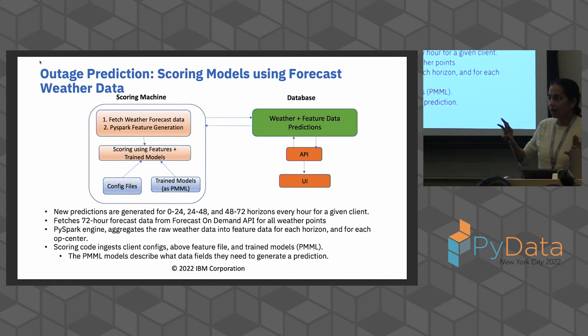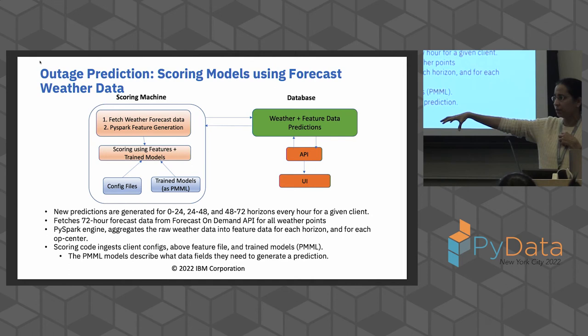There are some differences in the weather variables that you get historically versus the forecast data. This is where we have worked very closely with meteorologists to make sure the variables are aligned and the features that are calculated are identical. Once we do that, depending on the spatial granularity at which the client wants us to predict, we choose the corresponding model.